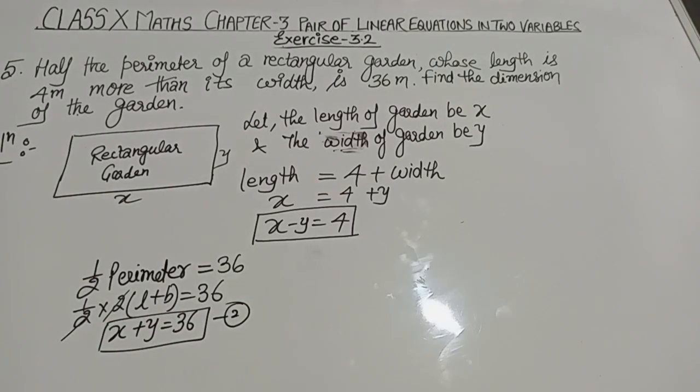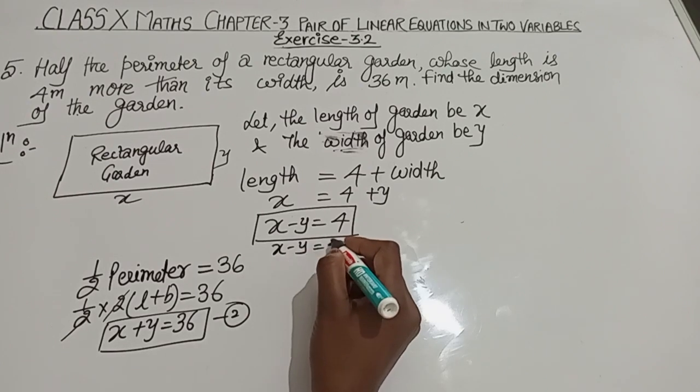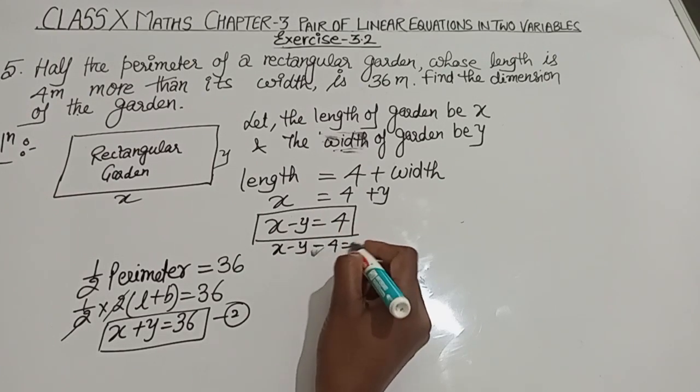Now solving these equations you will get x and y. Here you can use the graphical form of a pair of linear equations in two variables, but the method to use is not mentioned, so it is fine to use any method. So here x minus y minus 4 is equal to 0.